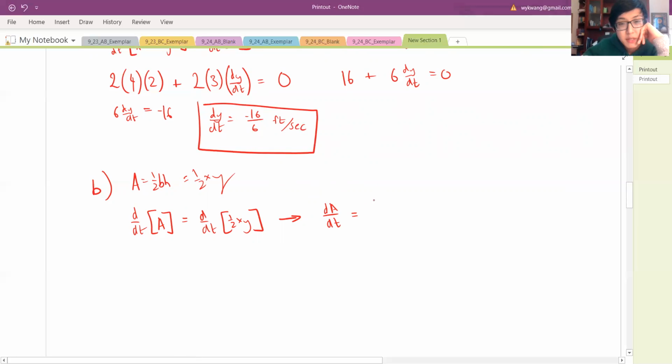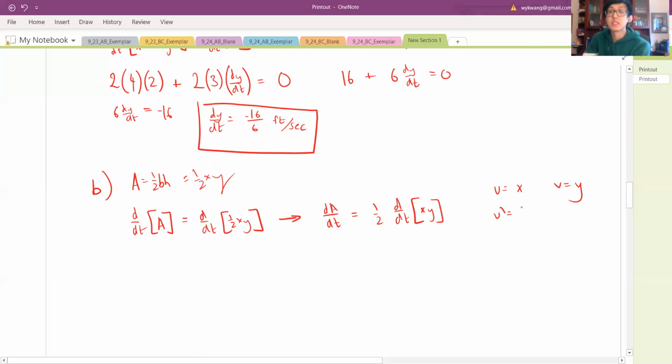I'm going to take out the 1/2 first, I talked about that earlier. You can just factor out constants. So d over dt of xy. Now this is a clear product rule situation because we have two variables. So u is equal to x, let's say, v is equal to y. What is u prime? u prime is just going to be equal to 1, right? Because the derivative of x is 1.